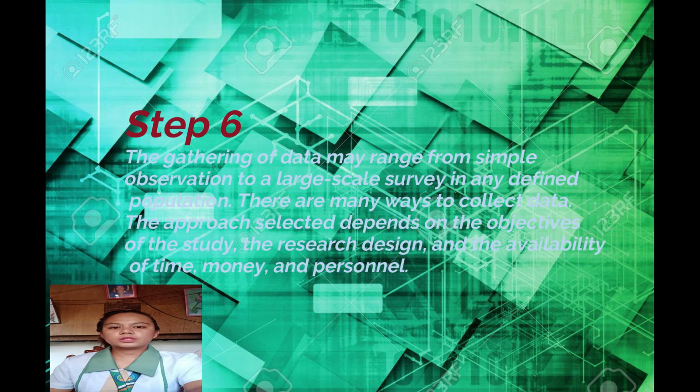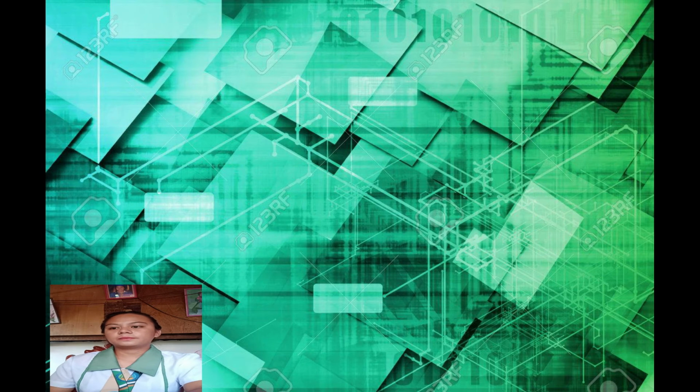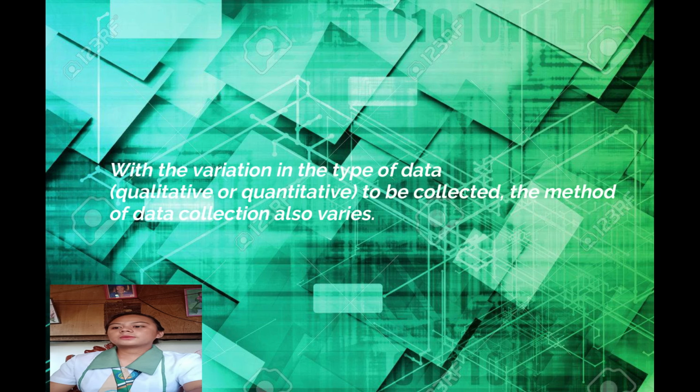Step 6. The gathering of data may range from simple observation to a large scale survey in any defined population. There are many ways to collect data. The approach selected depends on the objectives of the study, the research design, and availability of time, money, and personnel. With the variation in the type of data, qualitative or quantitative, to be collected, the method of data collection also varies.